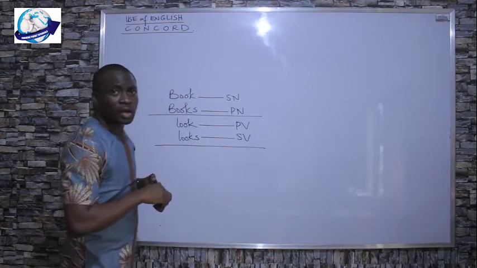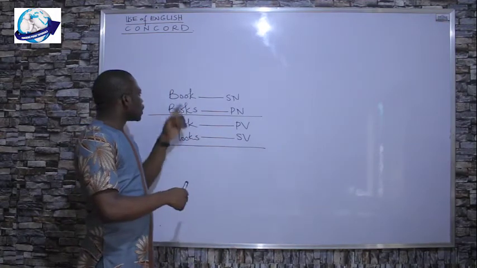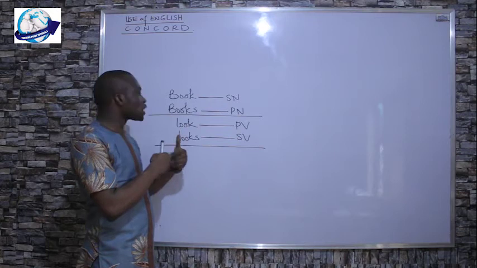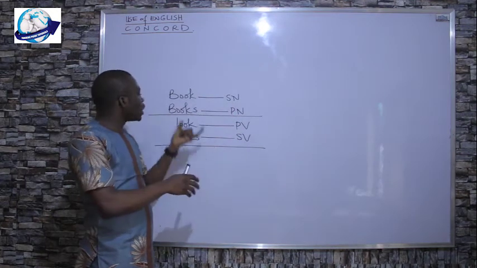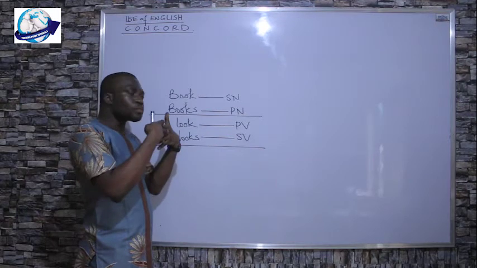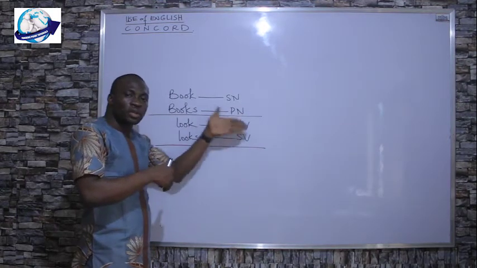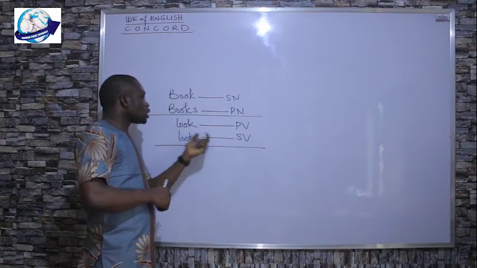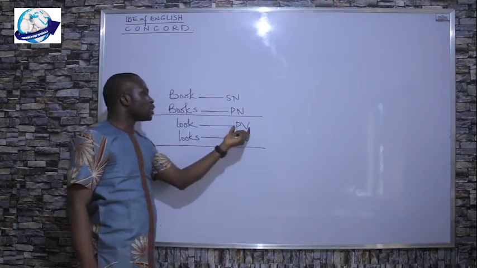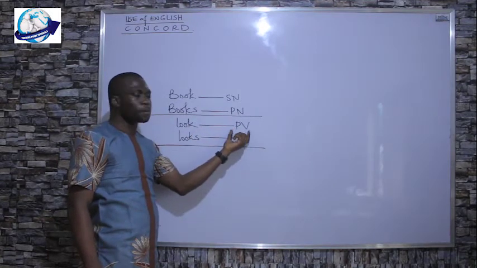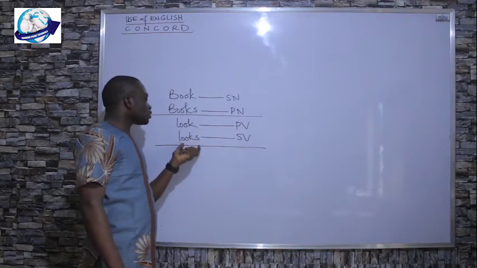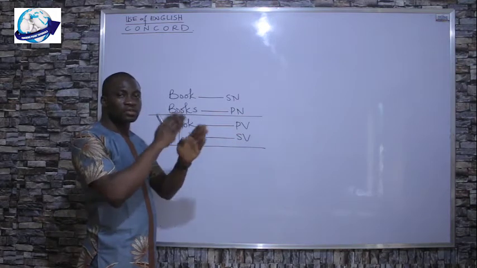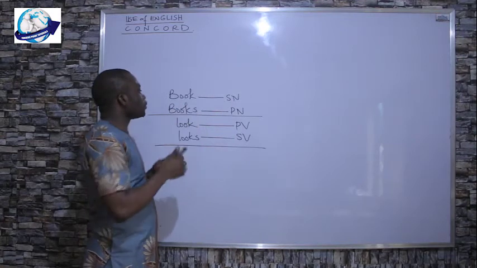There is a serious controversy here. Why? Because book is a noun. It has no S attached to it. Then we term it as a singular noun. Books is a noun. It has S attached to it. We call it a plural noun. But when you say the word look, the word look is a verb. It has no S. We term it as a plural verb. Then the word looks is a verb. It has S. We term it as a singular verb. You can see that there are little opposites here in their differences.